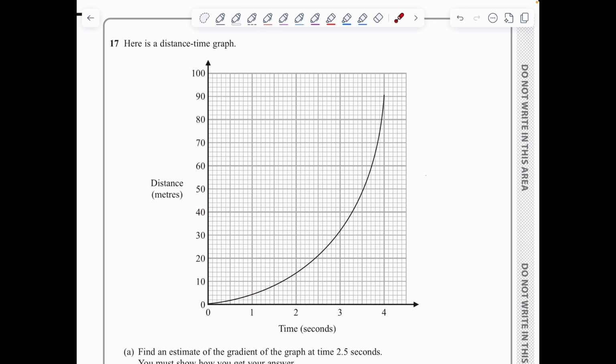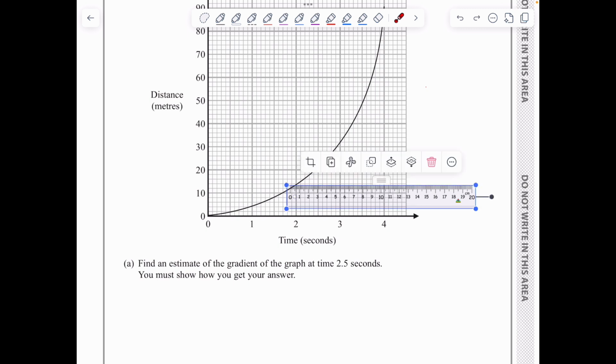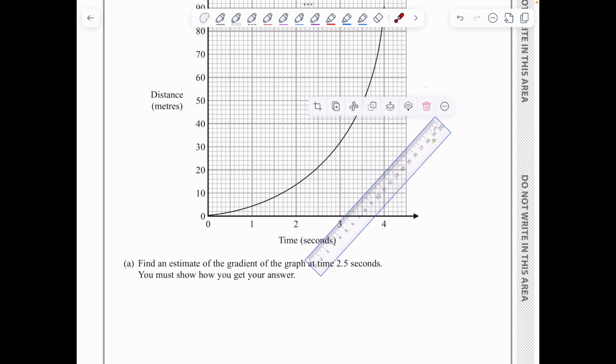In question 17, we're given a distance time graph, and we are asked in part A to find an estimate of the gradient of the graph at time 2.5 seconds, showing how we got our answer. So in this case, this is the point here, T is 2.5 here. I'm going to take my ruler and I will try and draw a line that just touches upon this point here. So I'm going to play around a bit with my ruler, maybe something like this.